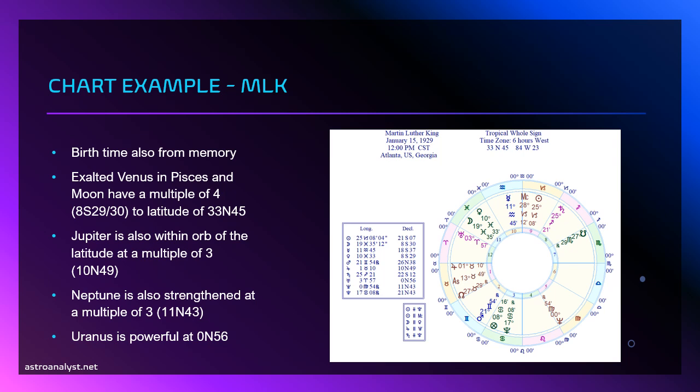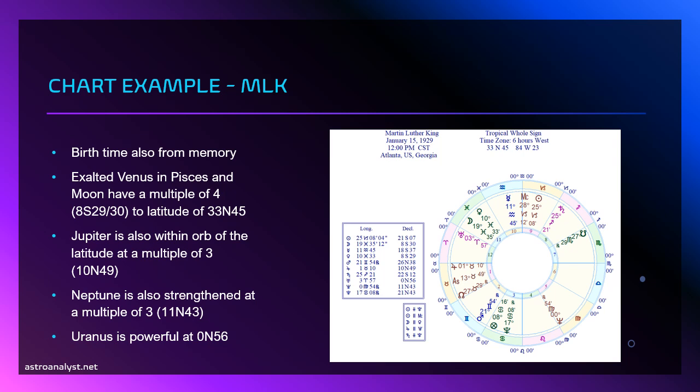Also, Venus and the Moon are within the declinational match. So they are at 8:30, 8:29, and if you go to a multiple of 4, it brings them up to 33. So they're very, very emphasized here in this chart. Jupiter is also there at a multiple of 3 at 10:49. And Neptune is strengthened at a multiple of 3, Neptune at 11:43.